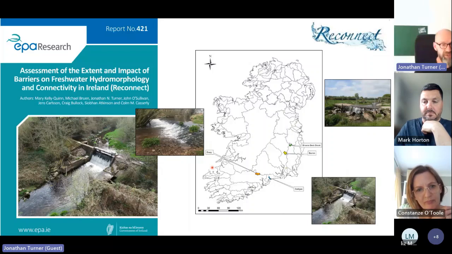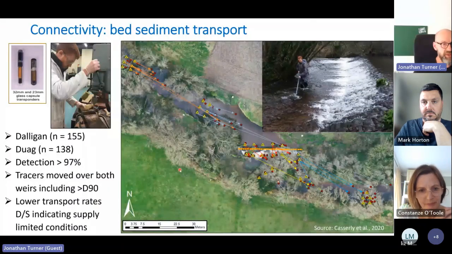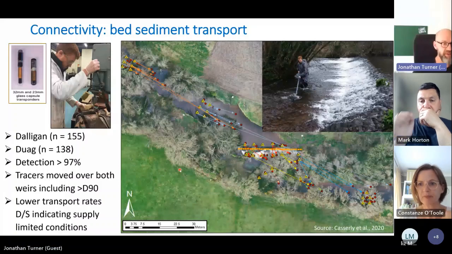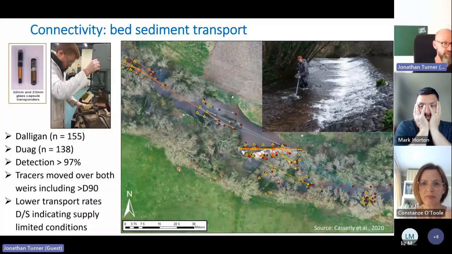And then two studies where the barriers didn't come out, so we focused more on looking at the sediment connectivity, the sediment transport across these structures and the potential impact that these structures have on sediment conveyance. These 2 sites, one of them was on the River Duag in County Tipperary, and one of them was on the River Dalagan in County Waterford. We looked at both the bed sediment and the suspended sediment transport.